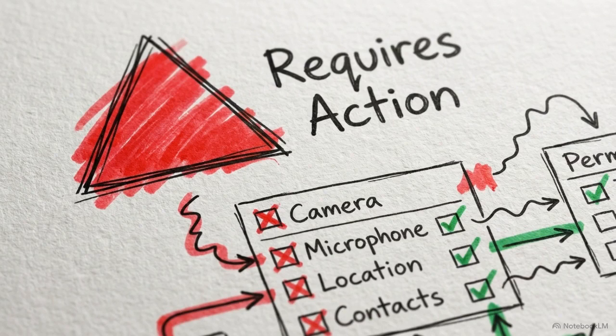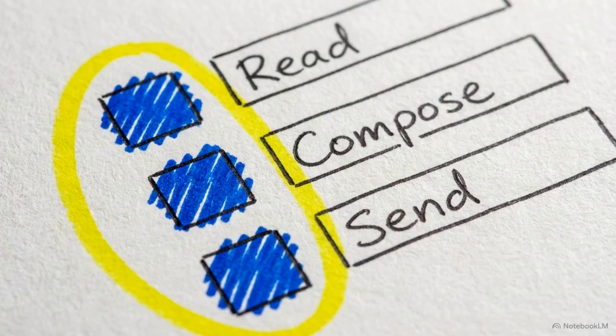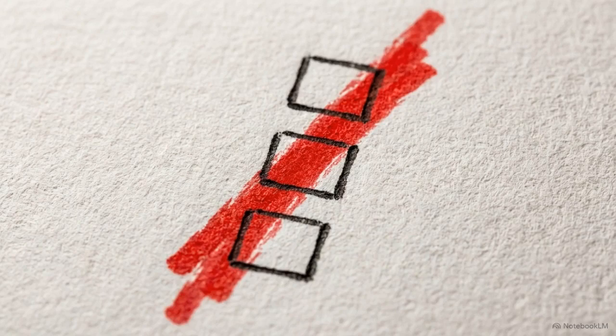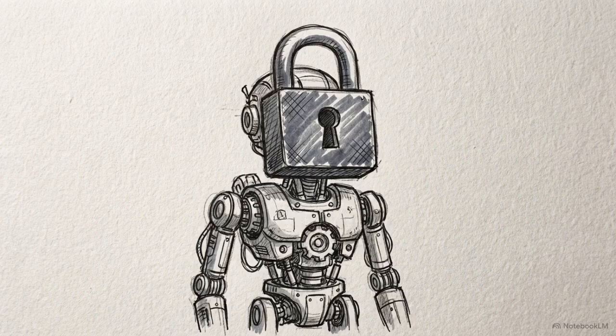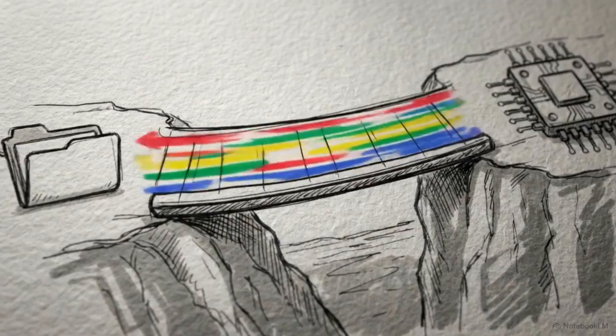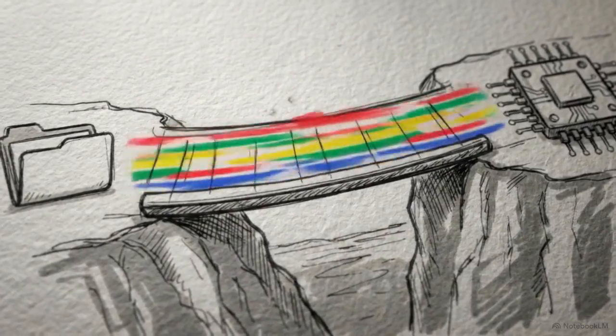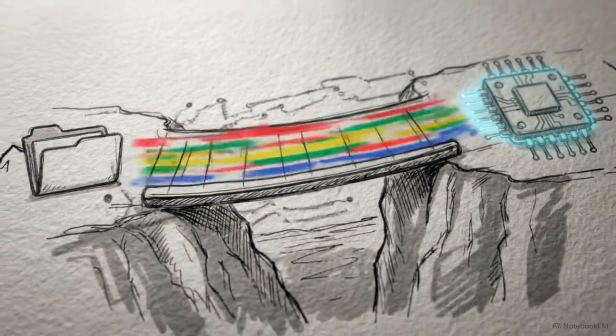Pay close attention to this next screen, as it is a critical point of failure. You must manually and deliberately check the specific permission boxes to grant Gmail access. If you skip checking the boxes to read, compose, and send emails, the AI cannot see your inbox or write replies. It becomes completely paralyzed. Clearing this initial security checkpoint safely bridges the gap between your private data and the AI's processing power.